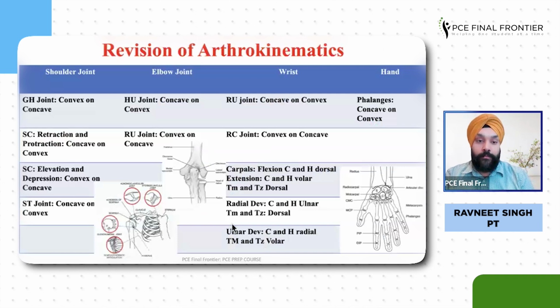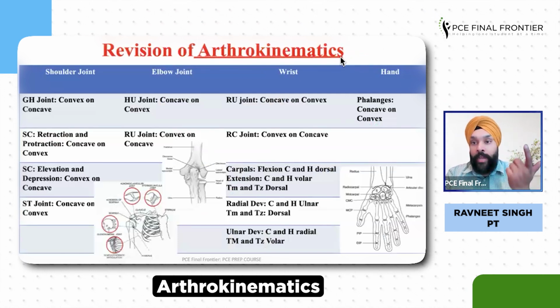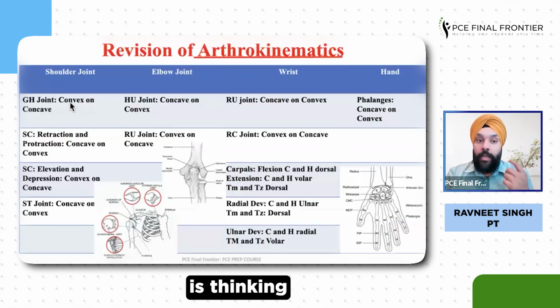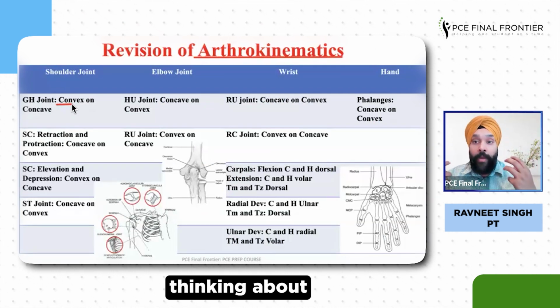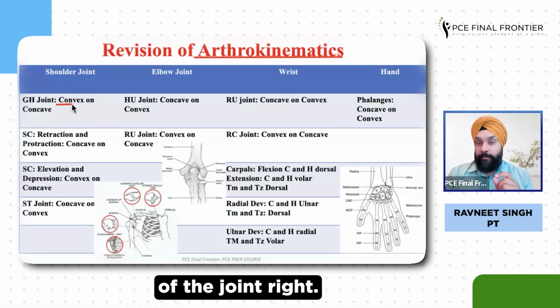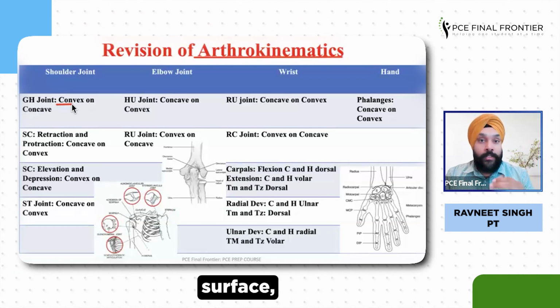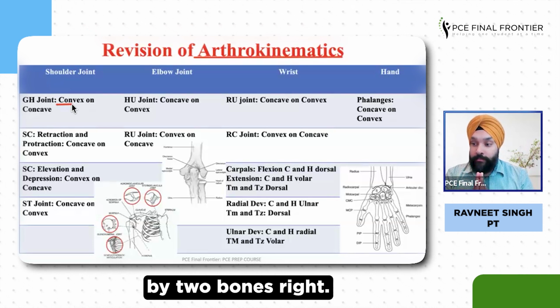Arthrokinematics, right? I have different ways of revising the arthrokinematics. One way is thinking of concave on convex or convex on concave, which means I'm thinking about the articulating surface of the joint, right? Articulating surface, as you know, is basically made by two bones, right?